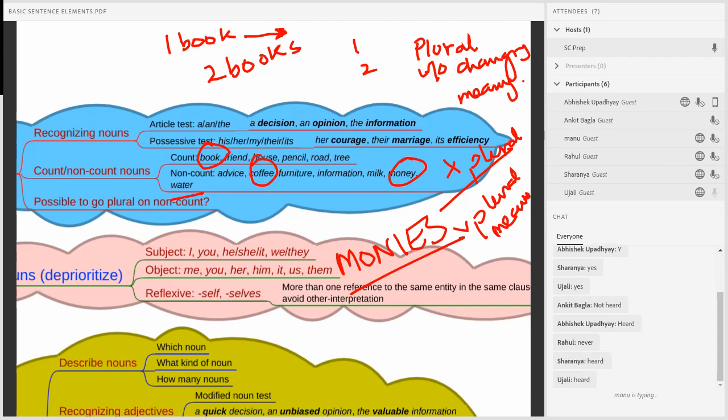Sharanya's heard the word. Ujali's heard it. And Manu's heard it colloquially. Okay, fine. In case you've not heard it, it's going to sound super weird, right? But the reality is that there is a word monies. Oh, hang on. Okay, forget money. Sorry, I could have taken a much better example.